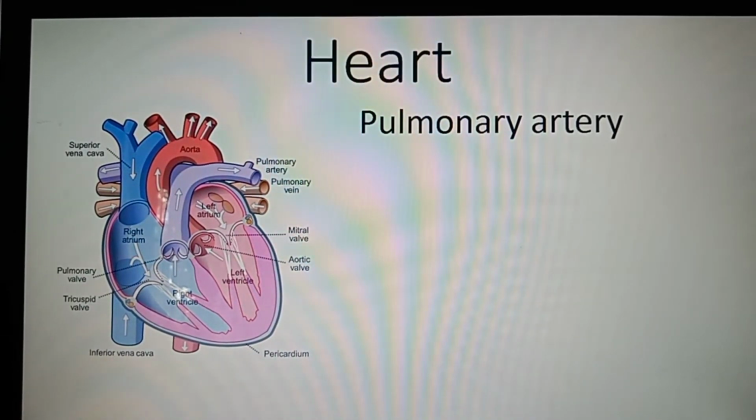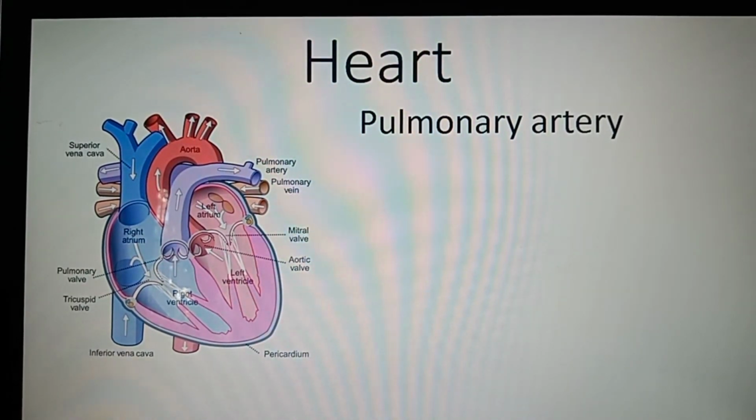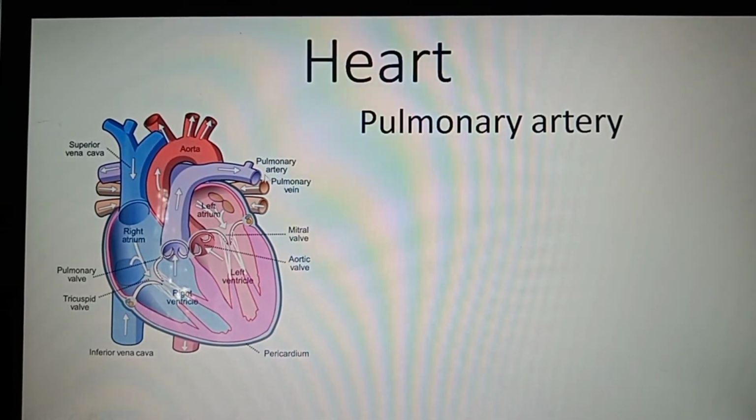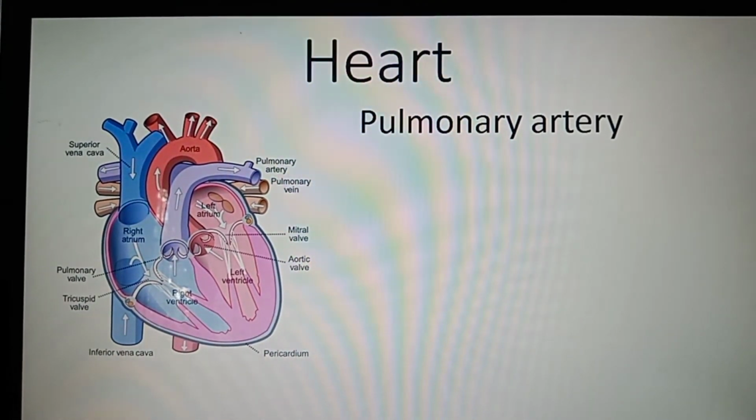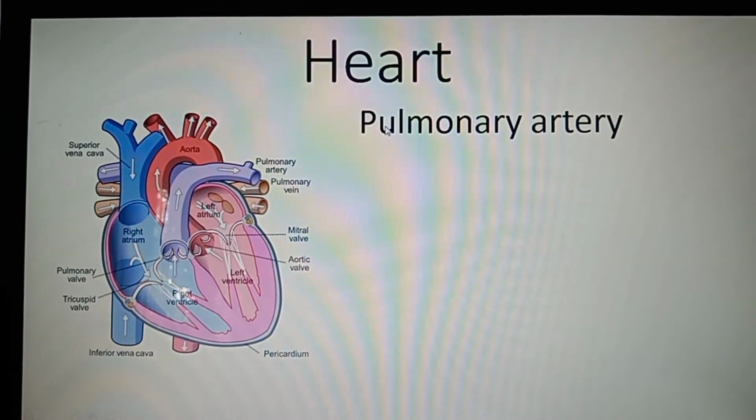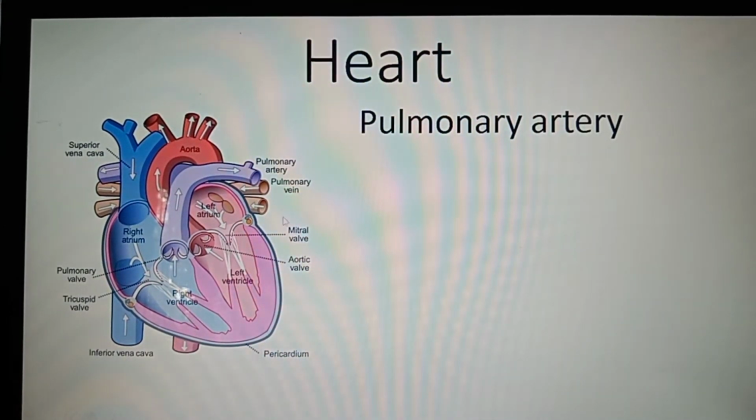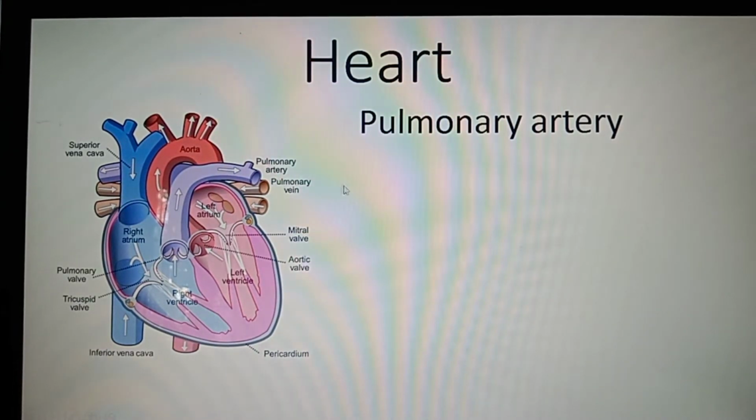Brings blood away from the heart, or carries blood away from the heart. So that's why the arrow, children, is going out of the heart. And earlier, I said that the artery's blood always has oxygen. This is the only artery in our body that carries blood with carbon dioxide. Remember, the only artery in our body that carries blood with carbon dioxide. So, artery, away from the heart.